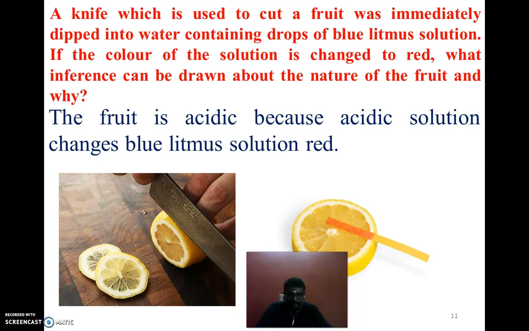And indicators. An indicator is a substance that shows different colors when it is added to acids or bases. From that we can easily identify whether the given solutions are acids or bases. Examples of indicators are blue litmus paper, red litmus paper, phenolphthalein, and methyl orange. These are the topics we discussed today.